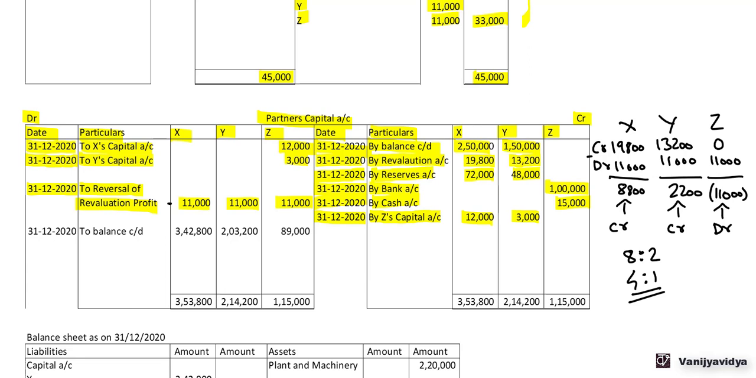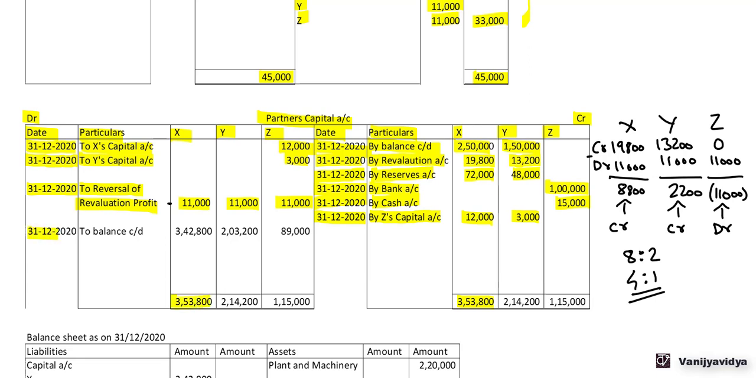So this is similar to the goodwill adjustment which has happened. Okay, so this is the overall impact of this memorandum revaluation account. Now we will close this partners capital account. Now in the partners capital account, the total of all three partners on the credit side is greater. So X is 3,53,800 minus the debit side total.